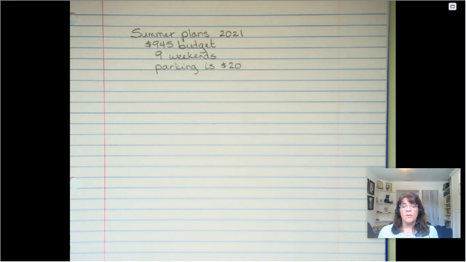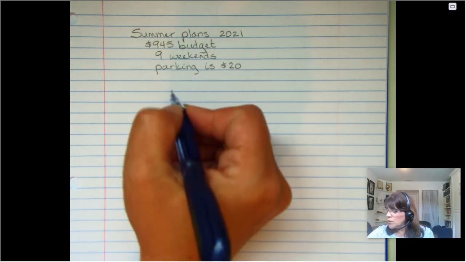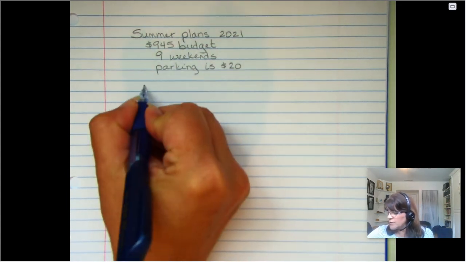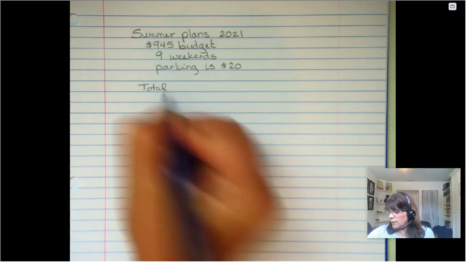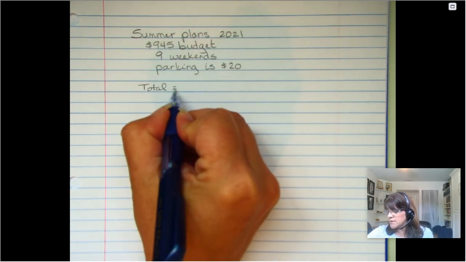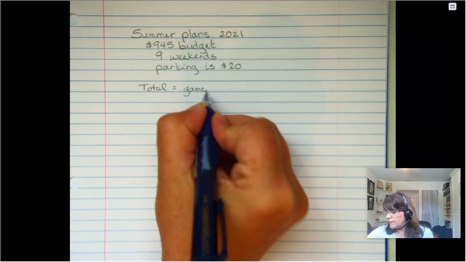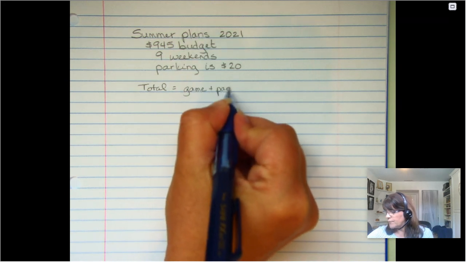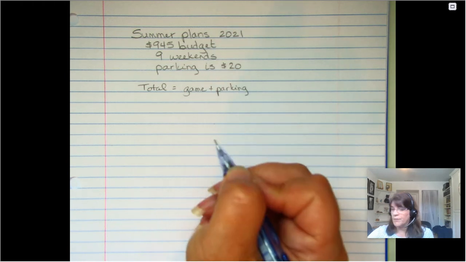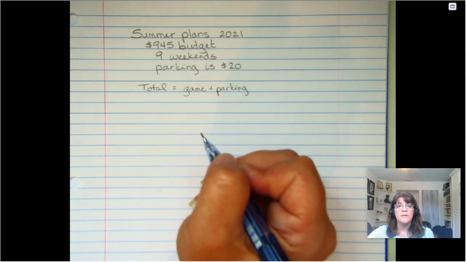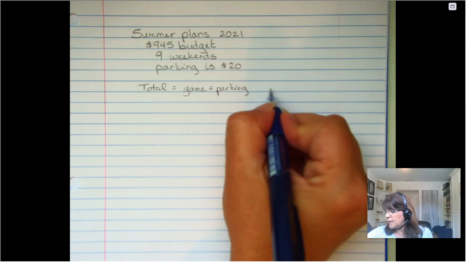The nice thing about equations is it gives you that flexibility. If budgets change or if the number of games you want to go to changes, you don't have to redo all of the math. So let's look at this. We know that we have a total, and we know that the total needs to equal the game plus the parking, and we know that there's probably going to be 9 games.